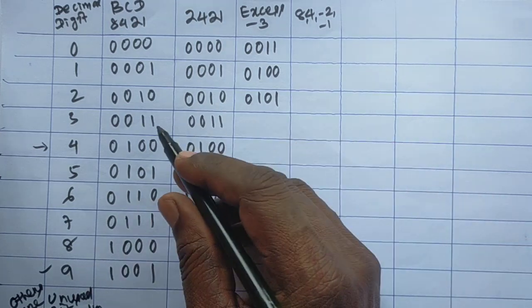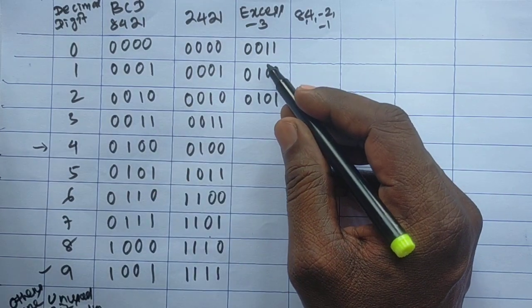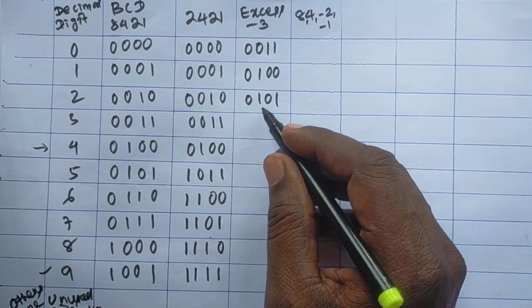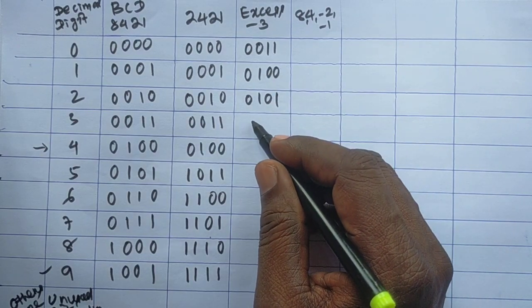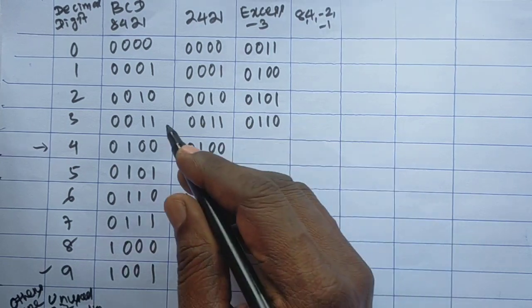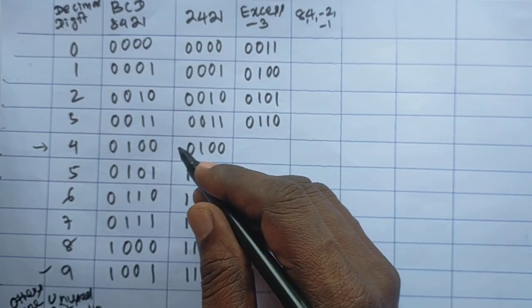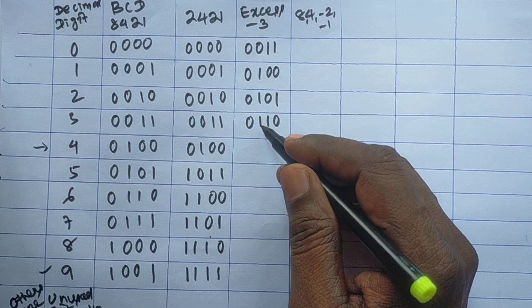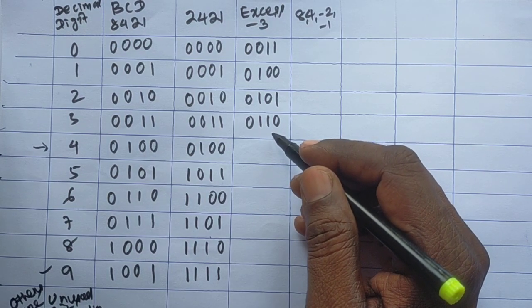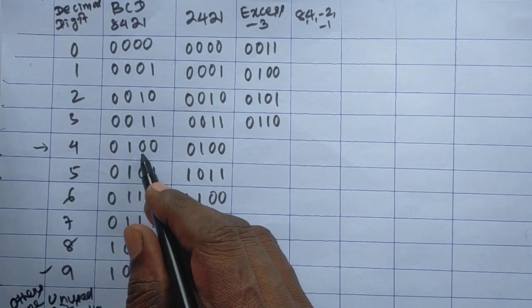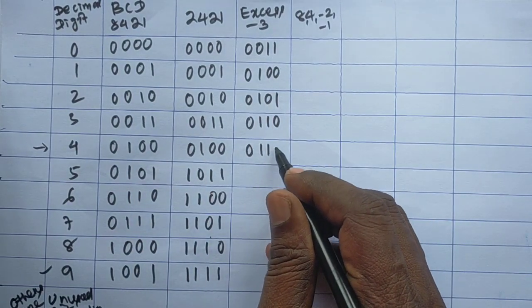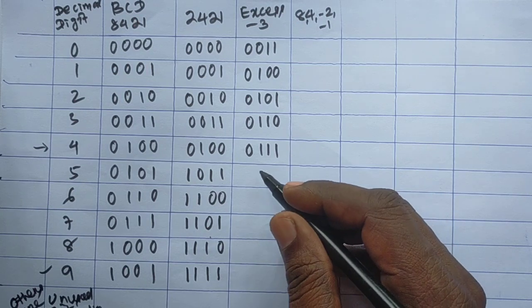Okay, next is 3. Very simple way: when 3 is there, then 11 is 0, then what you write is 0110, because 1 1 0 1 1 1 1, so like this we can get it. And 4 means very simple, here is 100, here is 11, means 0111.